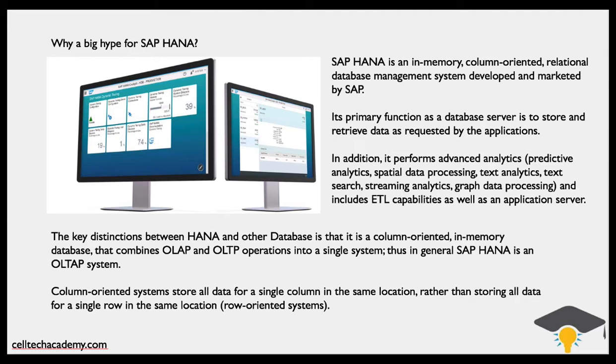Most of our relational databases are row-based, and HANA is more of a column-based. It doesn't mean that they don't have row. They do have row for certain business purposes, but mostly it's column-oriented, and then obviously it's a relational database. Its primary function, just like any other database, is that it stores and retrieves data as requested by the application, but there is more to it.